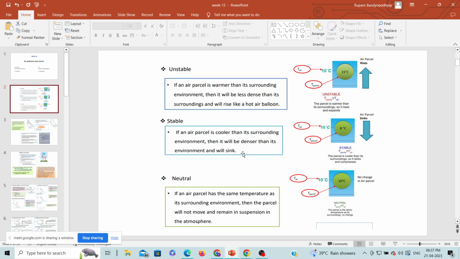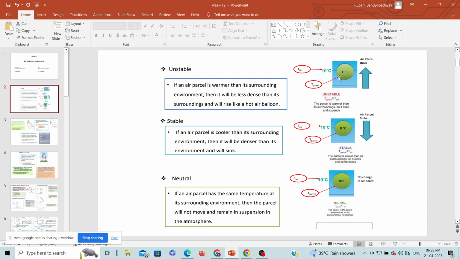What was the unstable condition? Suppose there is a packet of air at a temperature of 15 degrees centigrade, and the surrounding temperature is below that, say 10 degrees centigrade. As this air packet is warmer, it will keep on rising until its temperature is equal to the temperature of the surroundings. That's the unstable condition.